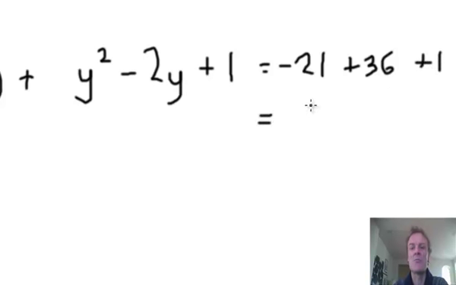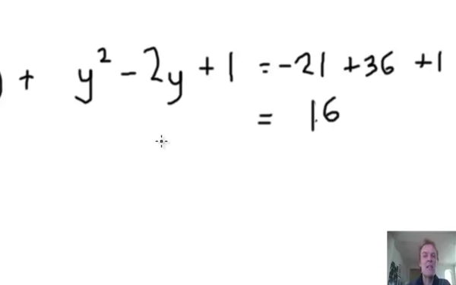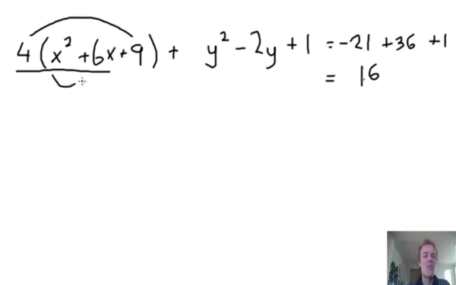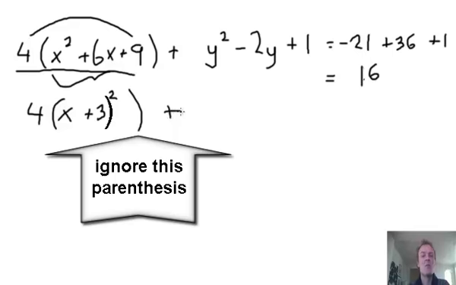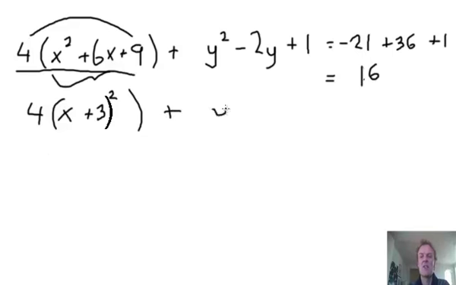So, let's have a look. We get 16. Of course we do. Now then, what does this mean here? It's x plus 3 all squared, with a 4 in front of it. Plus, now think about this. This is a y minus 1 all squared. And I suppose you can put a 1 in front of this. Why not? And that equals 16.